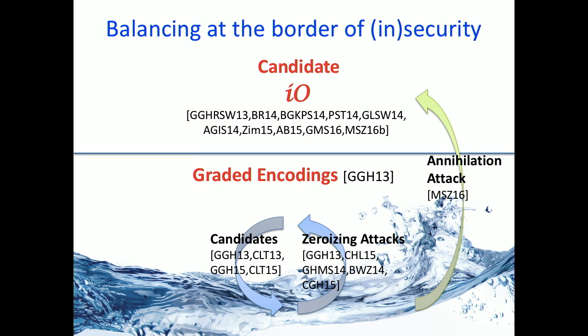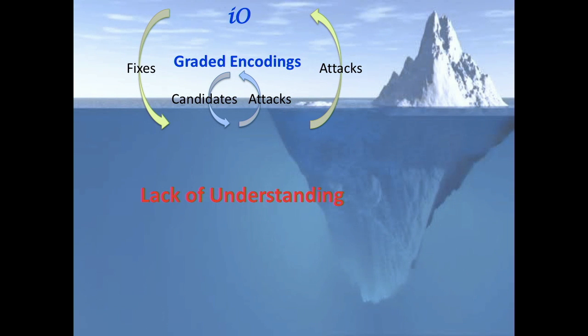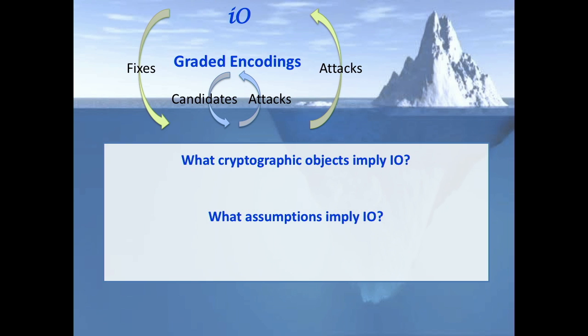So this somewhat unsatisfactory state of the art really reflects an underlying lack of understanding. In fact, we have very limited answers to some of the most basic questions you would ask about any cryptographic goal. For example, what cryptographic objects imply I/O? What assumptions imply I/O? In the tradition of cryptography, usually these two questions are the first to be answered when we look at any cryptographic goal. It turns out in this case, in the context of I/O, that's not the case.